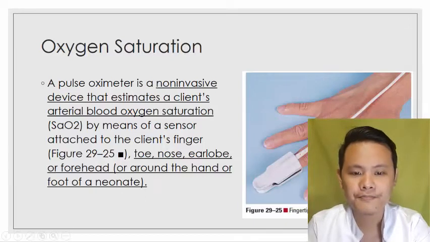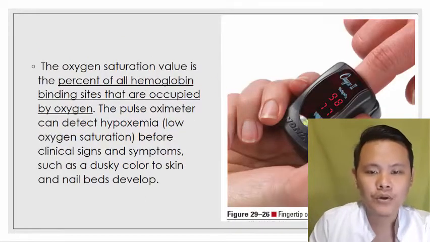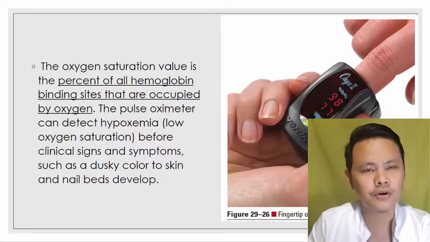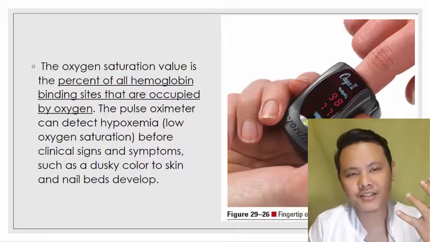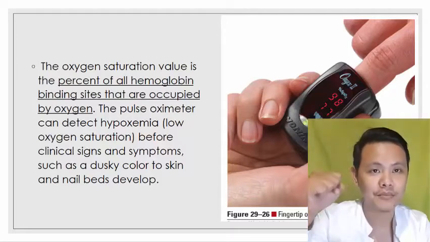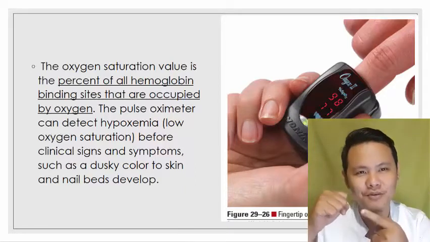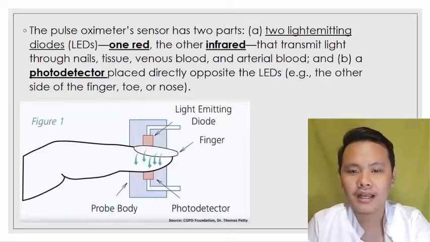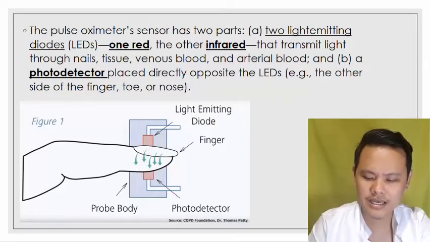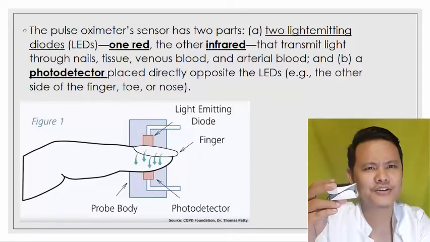What else? The oxygen saturation is actually the value or percentage of all the hemoglobin binding sites that are occupied by oxygen. Remember, sa may RBC natin, nandiyan po yung hemoglobin. And then the hemoglobin is the one that carries the oxygen. And yun ang mini-measure ni pulse oximeter. Now, how does this device measure the oxygen saturation?